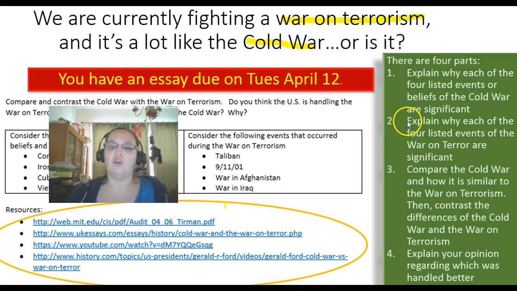Also, for the second part, you want to explain each of the 4 events listed under the War on Terror and why they are significant. So we'll get to that. Then you want to compare and contrast the Cold War with the War on Terrorism. And when you compare, you show how it is similar to the War on Terror. When you contrast, you show what's different about the Cold War and the War on Terror. And the 4th part is your opinion. Using the historical evidence to decide which one is better.